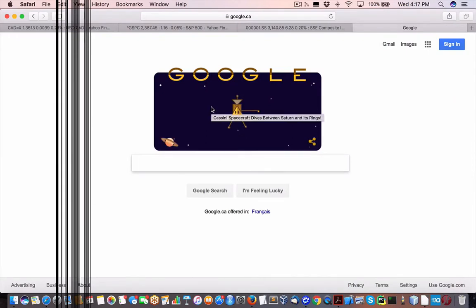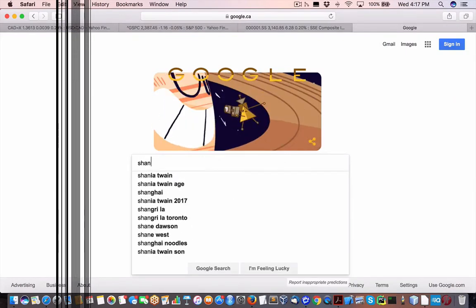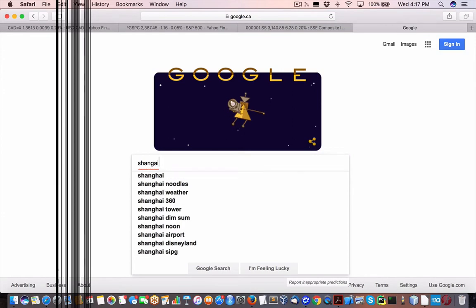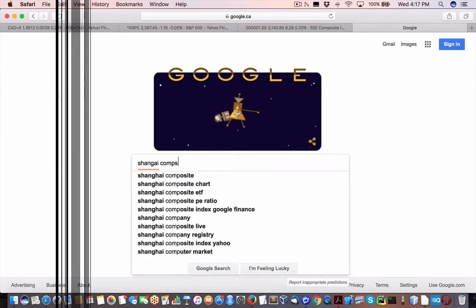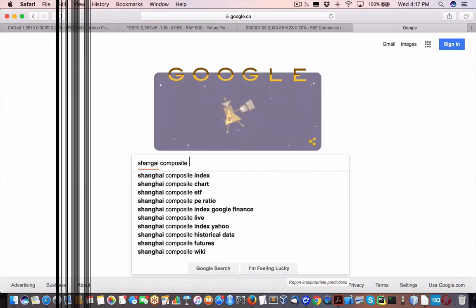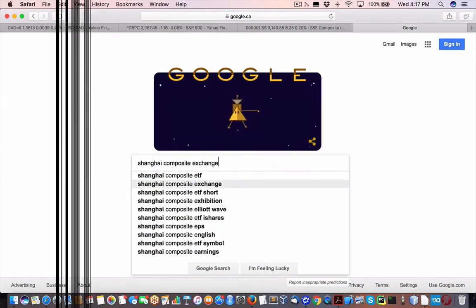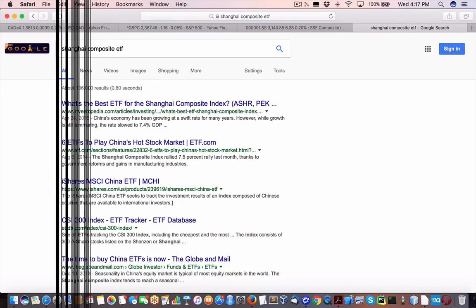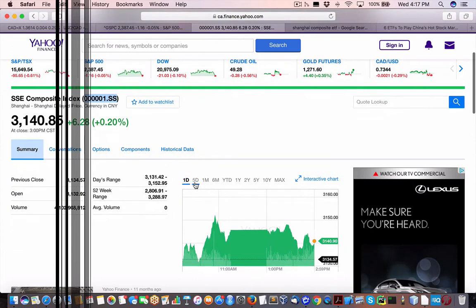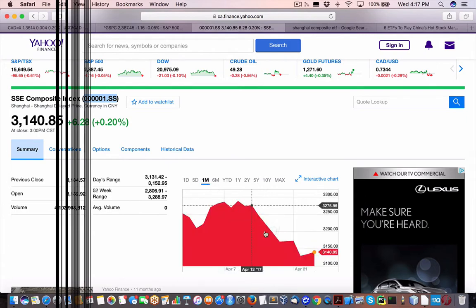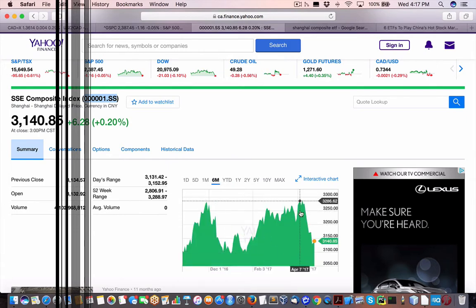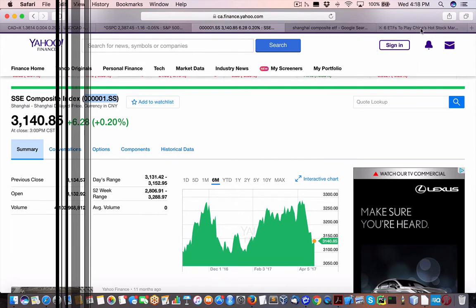Shanghai is an interesting one. Let's see, Shanghai Composite ETF. So that's what we want. That may be like a Vanguard or whatnot. Let's see what we have here in this ETF. So the idea here is if you looked at the trend of the Shanghai, let's say over the last month, it has weakened. Six months, it's strengthened. It has weakened. Okay.